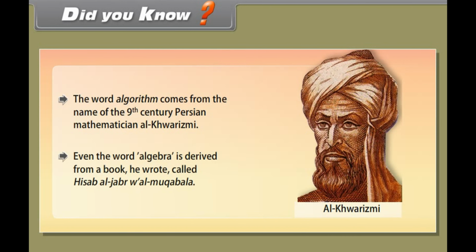Did you know? The word algorithm comes from the name of the 9th century Persian mathematician Al-Khwarizmi. Even the word algebra is derived from a book he wrote called Hisab al-Jabr wa al-Muqawala.